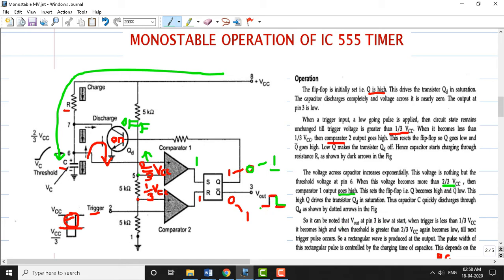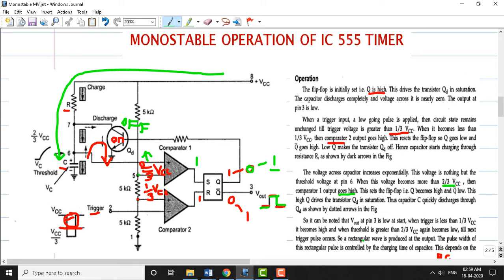So in the beginning we have started with low level. Once a trigger pulse falls less than the VCC by 3, the output at pin number 3 rises to high level, and it stays at high level once the capacitor starts charging. Once it charges to the level of 2 by 3 VCC, it again falls back to the normal state here. So this is how the monostable circuit works. It again becomes low till the next trigger pulse is applied here.